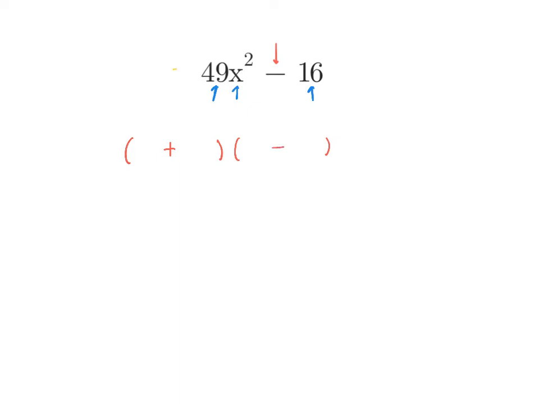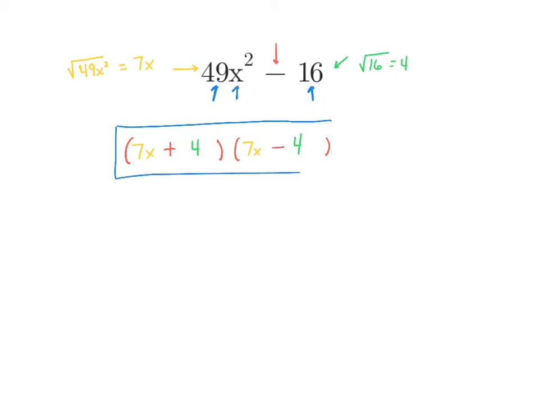So we're going to start with the first term, and we're going to take the square root of 49x squared. The square root of 49 is 7. The square root of x squared is x. So they're both going to get a 7x. And then we'll look at the second term, which is 16. The square root of 16 is 4. So they each get a 4. So this factors into 7x plus 4 times 7x minus 4.